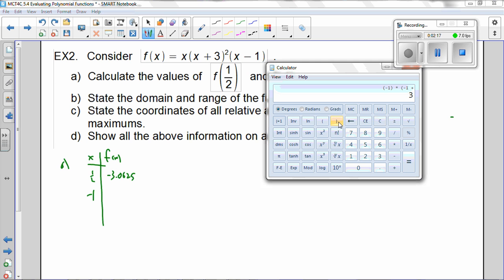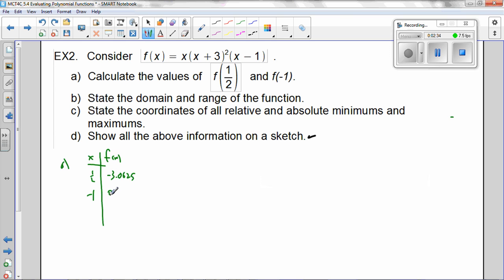Easier to do this in your head, I think. To the squared times bracket negative 1 minus 1 and bracket equals 8. That's practice using our scientific calculator, but there we go. f at a half equals negative 3.0625. f at negative 1 equals 8, and there's our function notation if we'd like it.